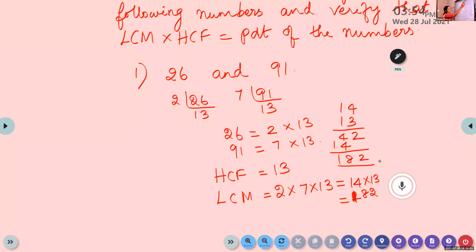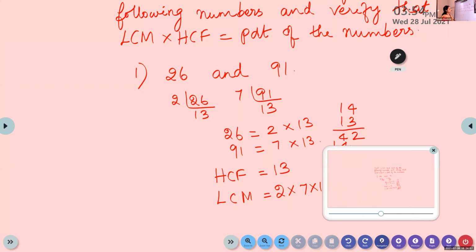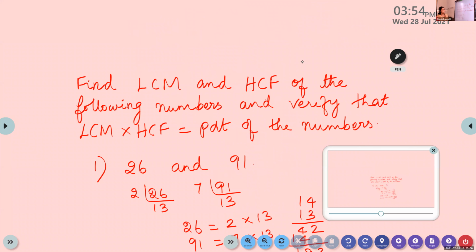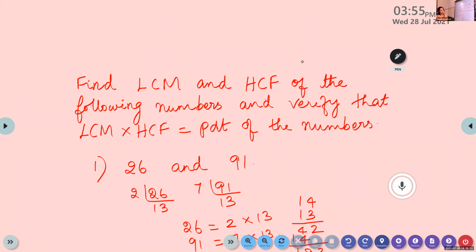Okay, now look at the question. What is asked in the question? Find the LCM and HCF. After finding the LCM and HCF, you have to verify whether LCM into HCF is equal to the product of the numbers.